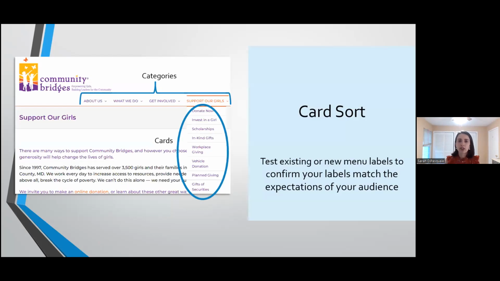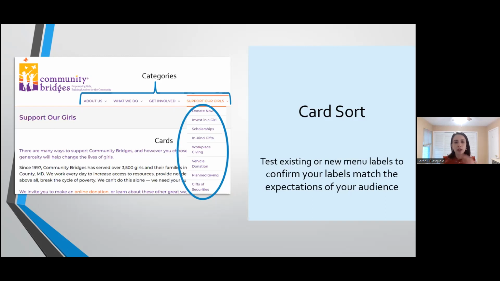So now I'm going to get into just a little bit more advanced user research methods. And the first is a card sort. So a card sort is a research method for getting feedback on your website menu labels or the categories and the information that's organized underneath it. So you can see here, I annotated the slide. It says categories for those top menu labels. And then the sub menu labels, those are cards.